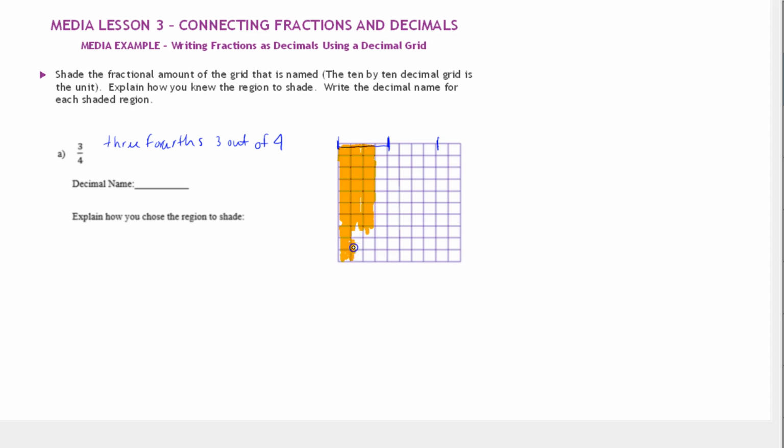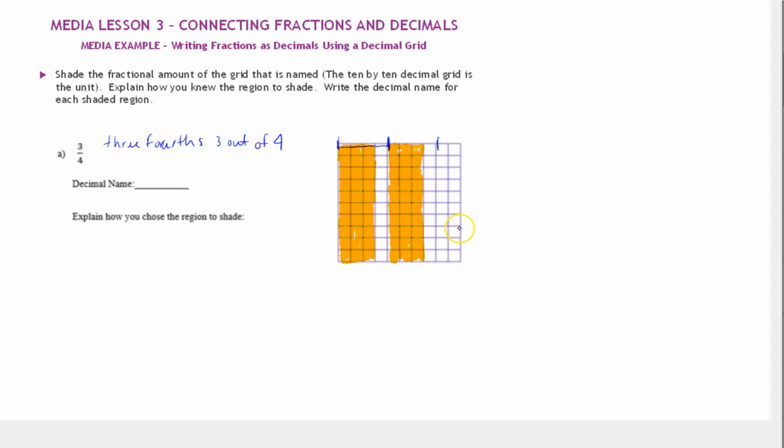And again, there's other ways to do this. So if you wanted to look at any 4 squares and shade 3 of them for every 4, that would be fine too. So 3 out of 4. I'm not shading the 4th. And then 3 out of the next 4. So now I have 2 more columns.